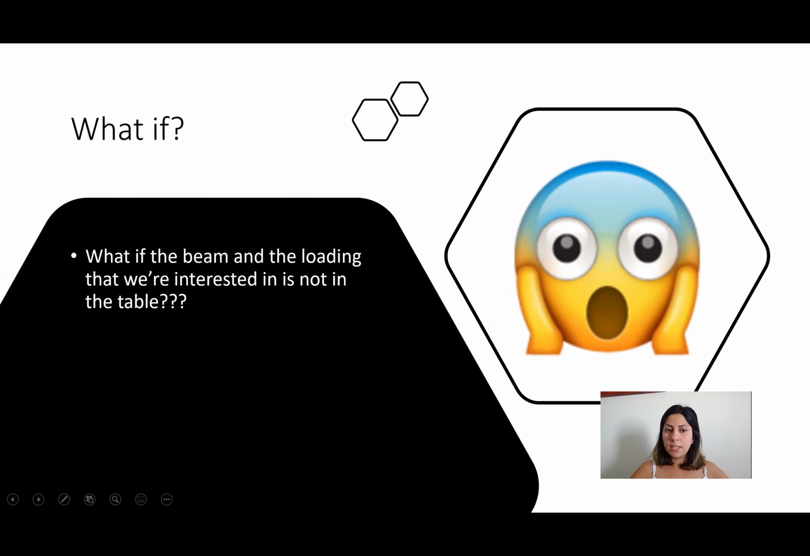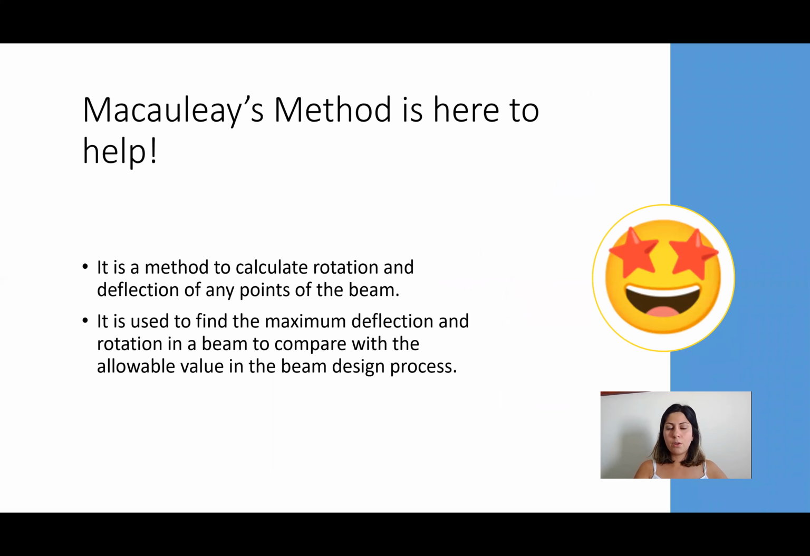What if the beam and the special loading that we are interested in is not in the table? In this case, we use the Macaulay method to calculate the deflection and rotation at any point of the beam, as well as the maximum value, in order to use it in our beam design process.